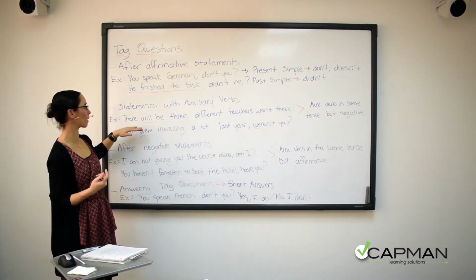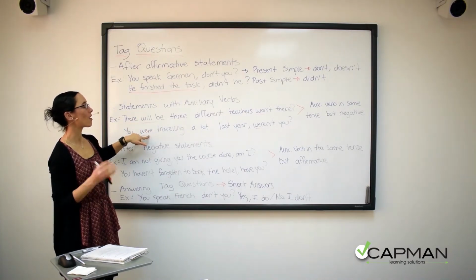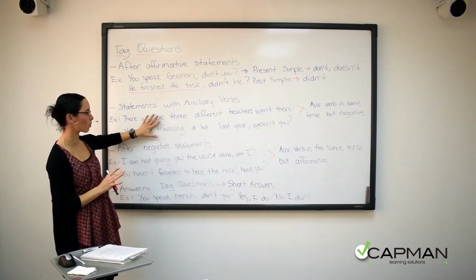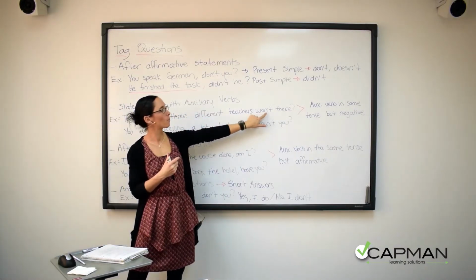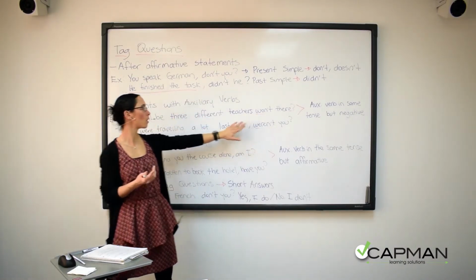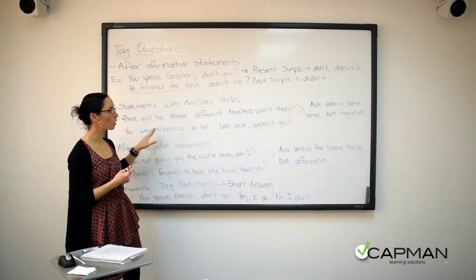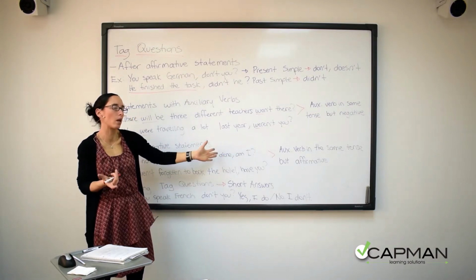So let's review again. Statements with auxiliary verbs will have the same tense as the auxiliary verb. We copy the same tense. The only difference is that we change it to negative. Okay? We copy the same. Will, won't. Were, weren't. We keep the same tense, but we just change it to negative.